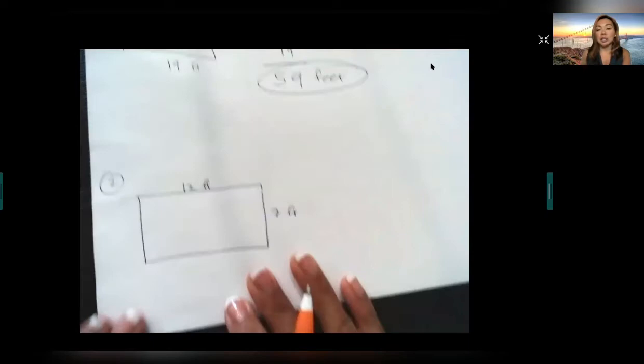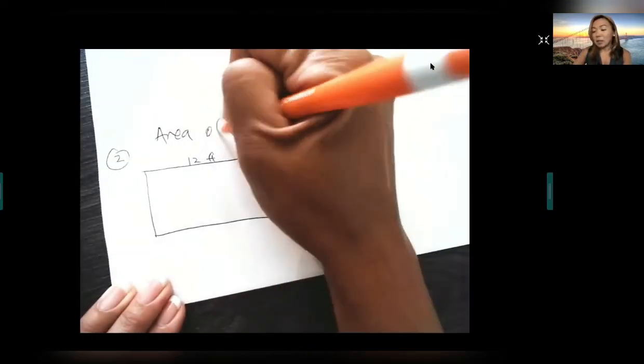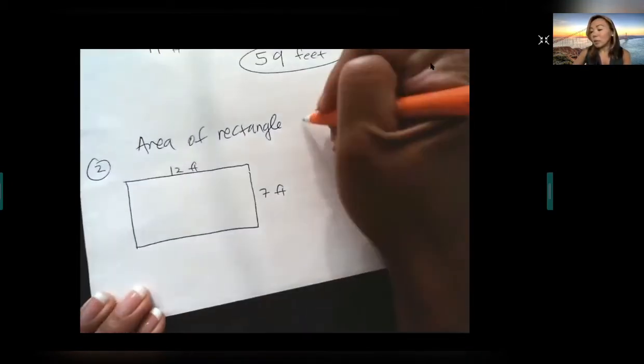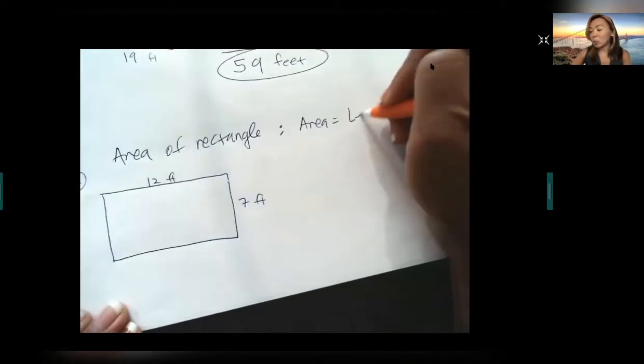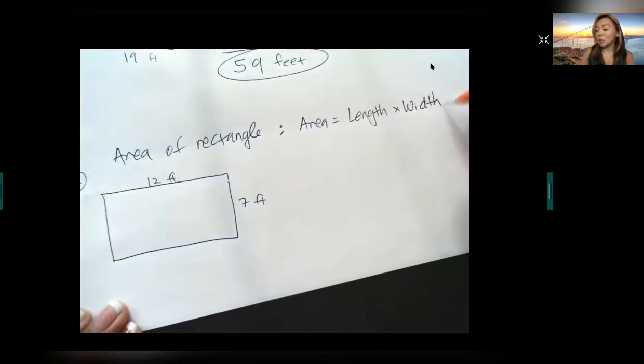The second question asks you to find the area. So this is the area of a rectangle. So when you find the area of a rectangle, one of the formulas that you need to know, area is equal to length times width of the rectangle. So you want to multiply the two numbers together.